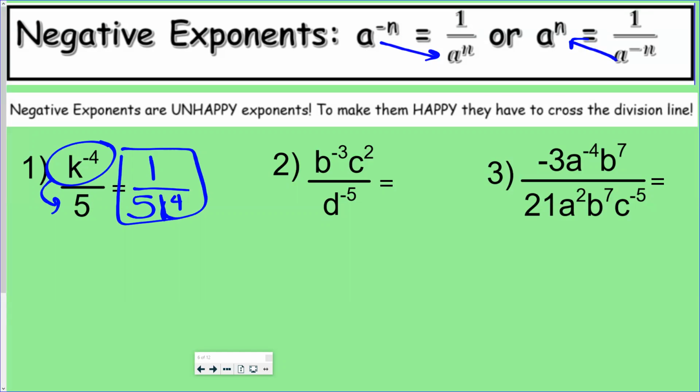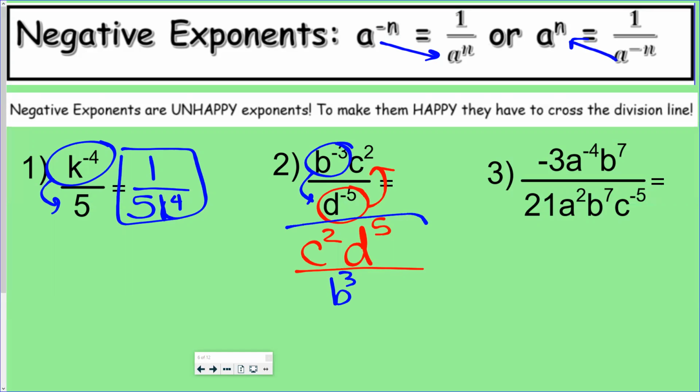So now let's try number 2. Let's do the same thing. Circle your negative exponents, move it to the bottom. Circle your negative exponent. That one, on the other hand, moves to the top. So now, on top, you have still C2, but now D5 is also on top. On the bottom, though, your B negative 3 moved down. So now I have B3 on the bottom. Nothing needs to simplify, so that's my final answer.